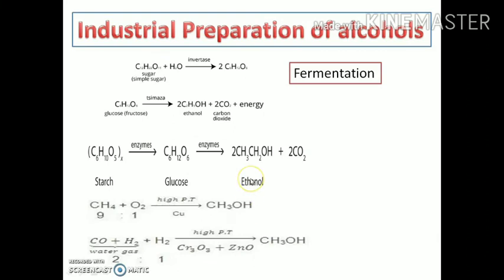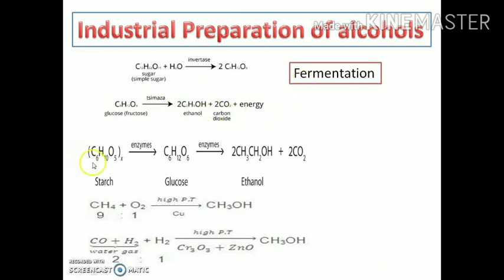The next is the industrial preparation of the alcohols. We can prepare the alcohols by the fermentation method. The fermentation method is the heating of the carbohydrates in the absence of oxygen. Like the simple sugar molecules on hydrolysis in the presence of invertase give glucose, and the glucose in the presence of the enzyme gives ethanol, carbon dioxide and energy, and this whole process is known as the fermentation process.